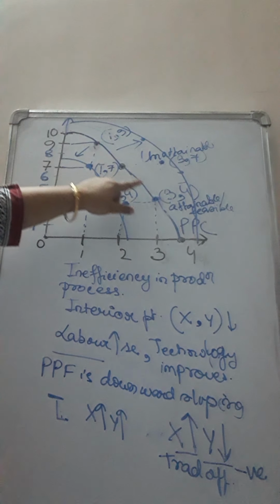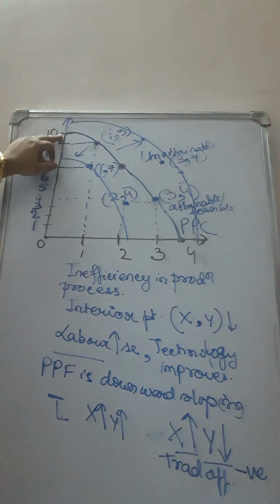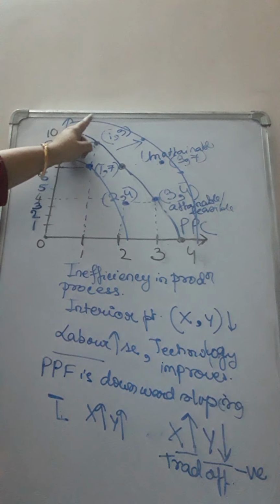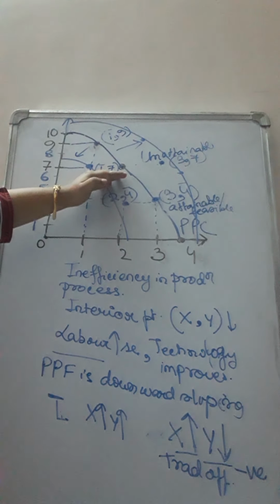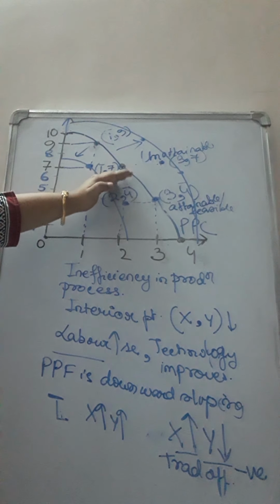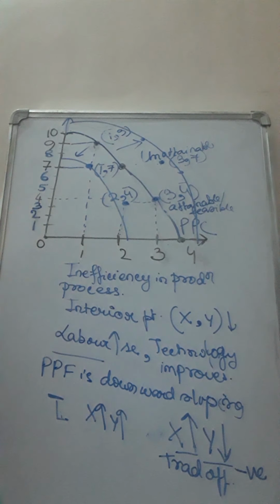Now if you see any point, suppose this was the original PPF that we have drawn. When I increase the production of X by 1 unit, Y drops to 9. Similarly, when I increase the production of X by 2 units, Y drops to 7. So an increase of X results in a decrease of Y.